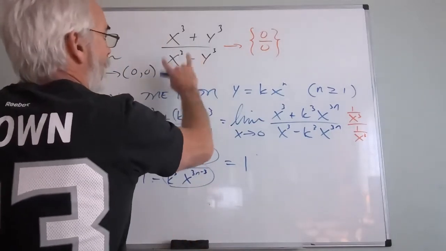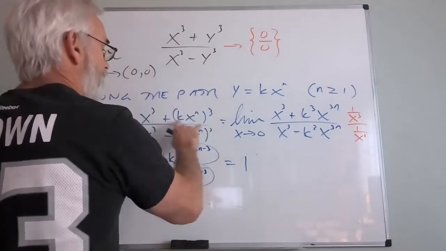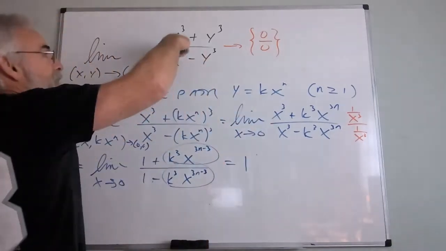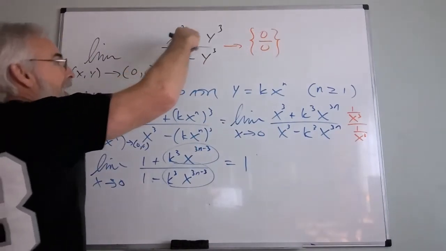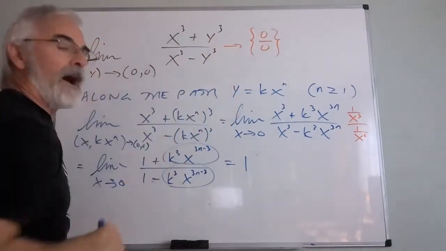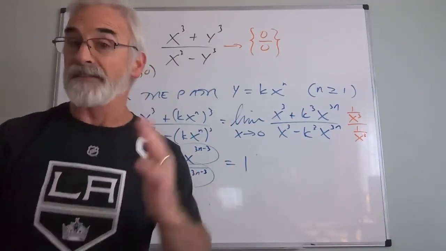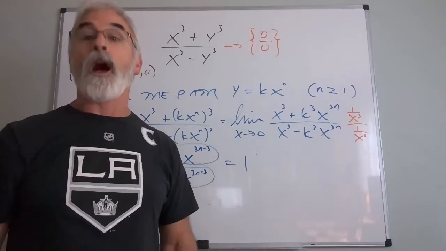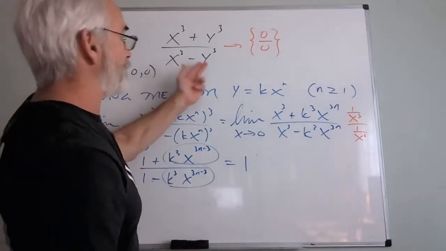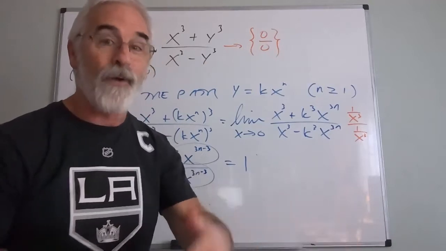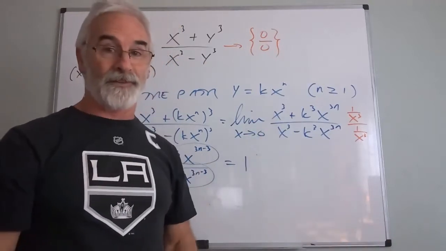I need a path so that my results after I plug it in will be the same degree. I'll give you an example. If this had been x to the 6th and y to the 3rd, I would want my path to be along parabolas because then I would have the same degree. If this were x to the 9th and this were y to the 3rd, I'd want my path to be along all cubics. That way I can get rid of the x's in the denominator.